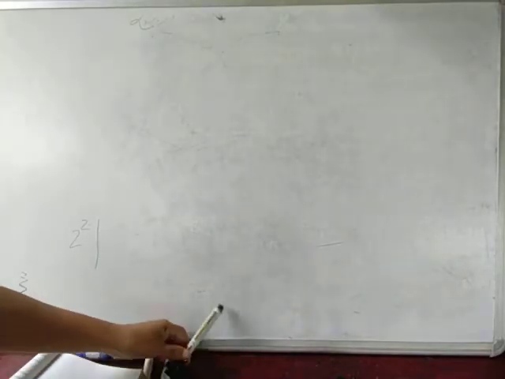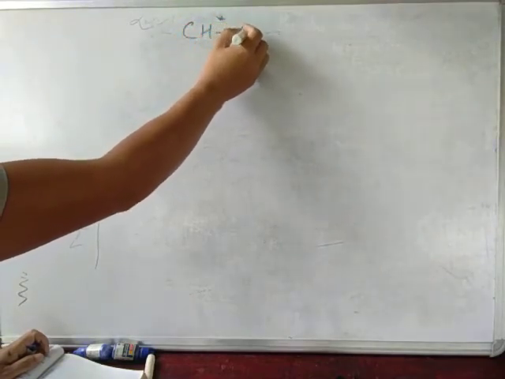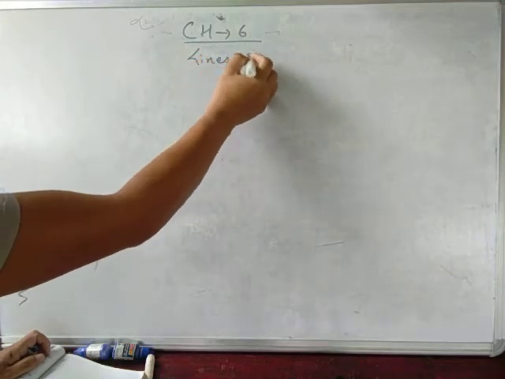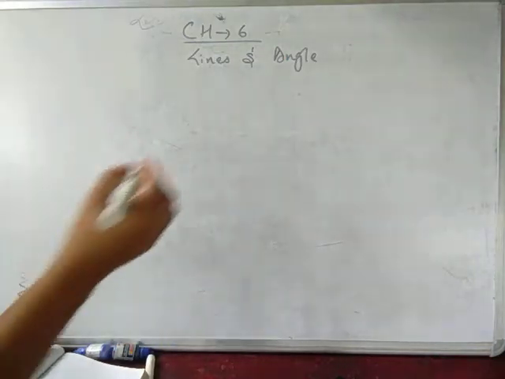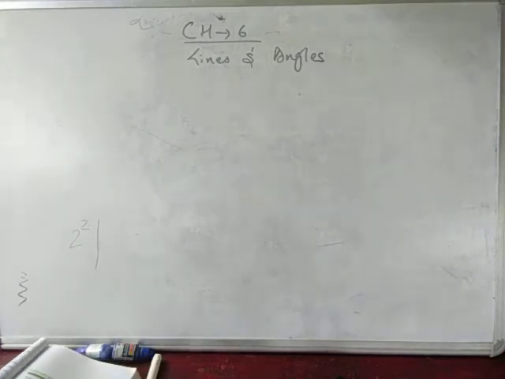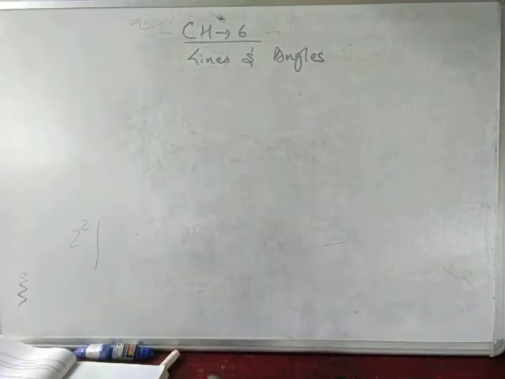So far, we have done chapter 5, right? Today we'll start chapter 6. Write down chapter 6: lines and angles. Right, lines and angles. Turn to page number 89. There you'll get some introduction.